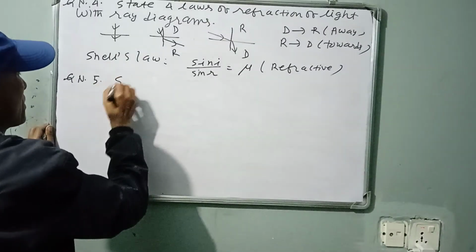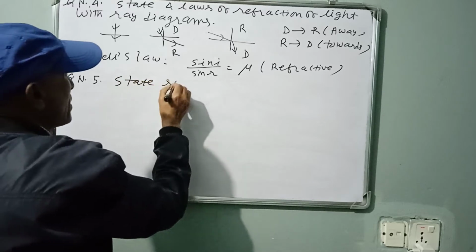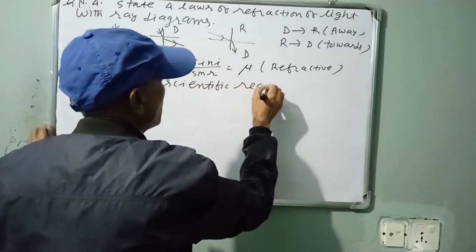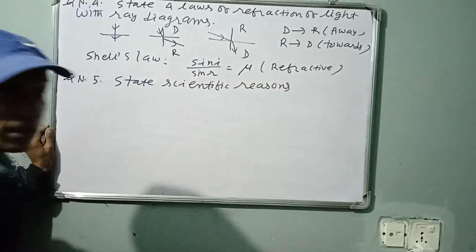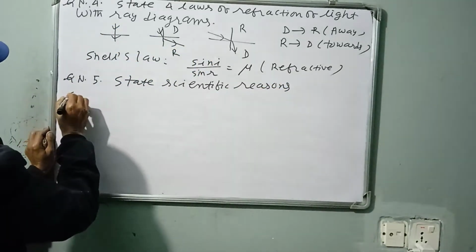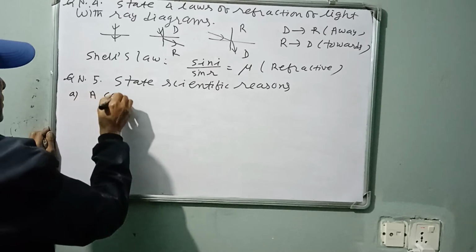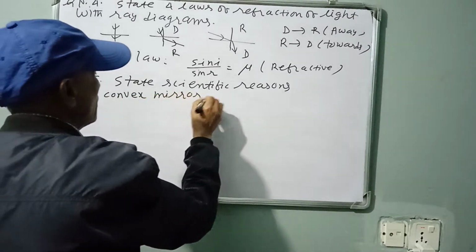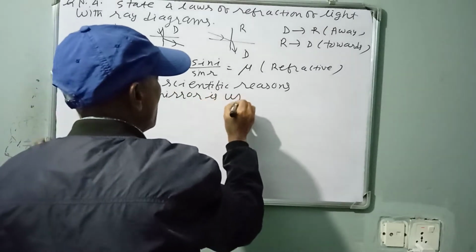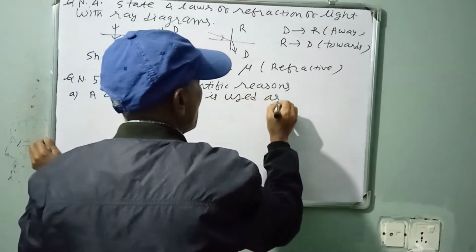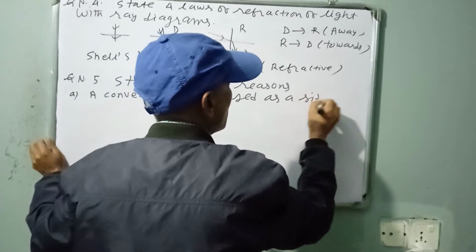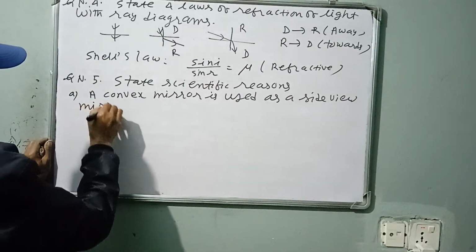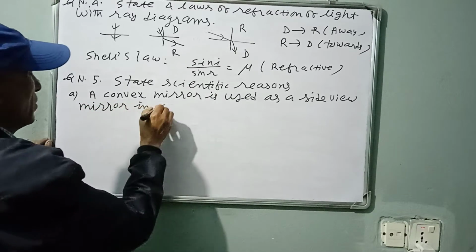Question number 5. State scientific reasons. In this case, any questions can be asked. A convex mirror is used as a side view mirror in a vehicle.